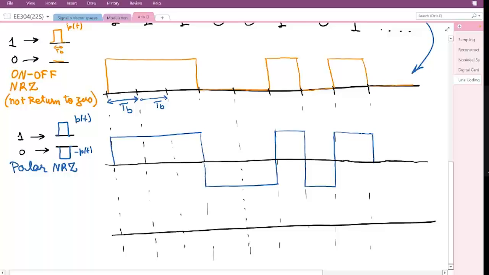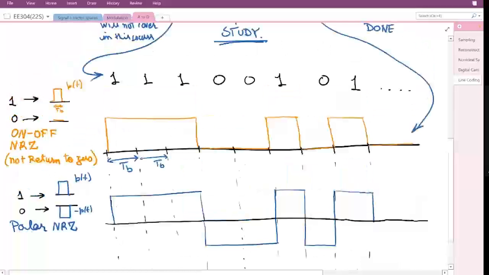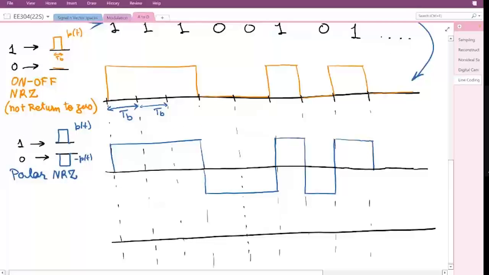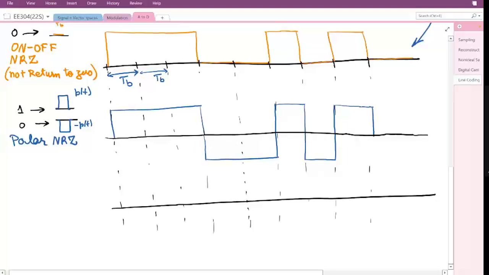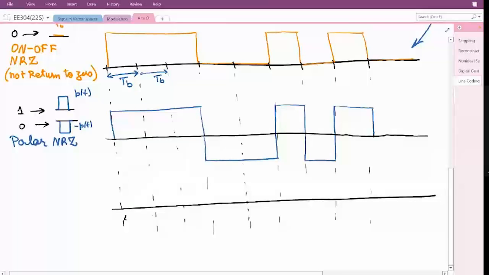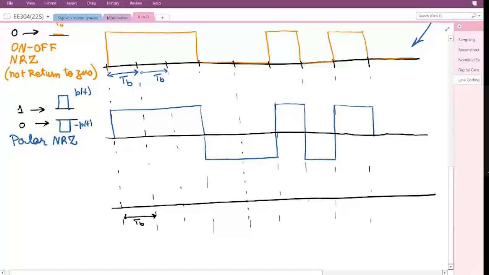Even if only 3 bits, or a small number of bits that are ones, are sent, if the receiver has lost track of synchronization, there will be a problem, because again it does not know how many ones have been transmitted. It can lose track of time. So in order to cater to all these things, we say that in each bit duration Tb, this line coded signal should return to zero.